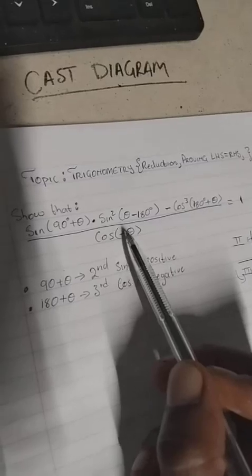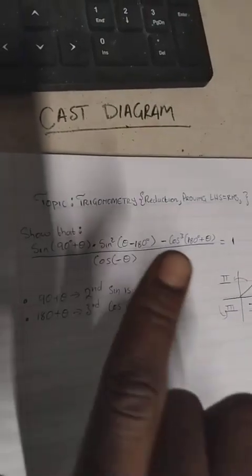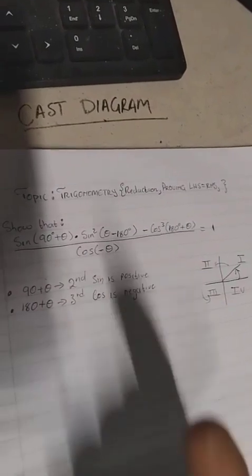But now we have this being negative. Now it becomes the clockwise direction, like the direction of a watch. So this becomes the clockwise rotation.